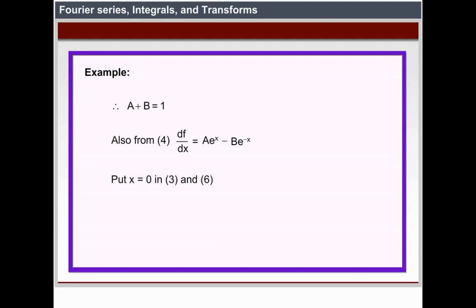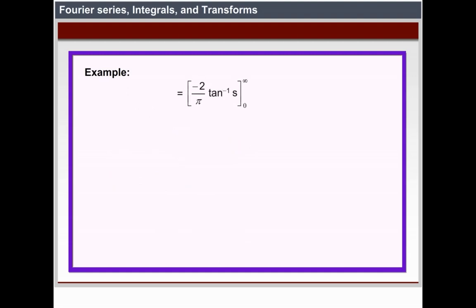Put x equal to 0 in equation number 3 and 6. df by dx equal to minus 2 by pi integral 0 to infinity ds by 1 plus s square equal to minus 2 by pi tan inverse s with the limit 0 to infinity. After applying the limit, we get minus 2 by pi into pi by 2 equal to minus 1. df by dx equal to a minus b, therefore a minus b equal to minus 1.